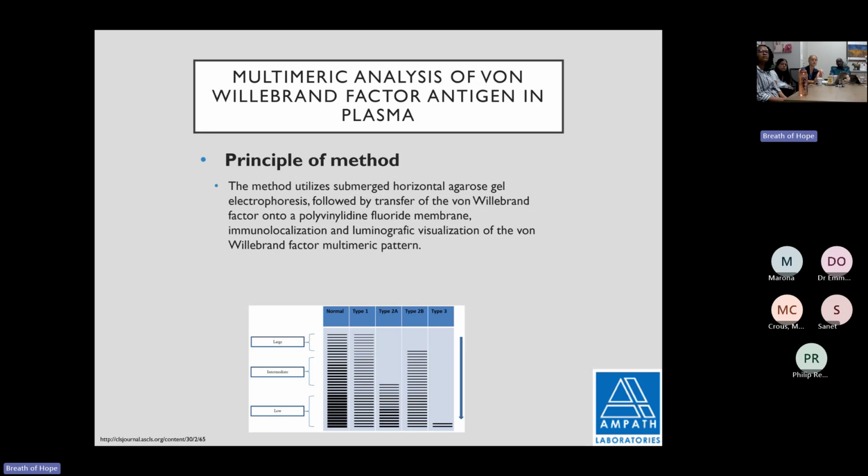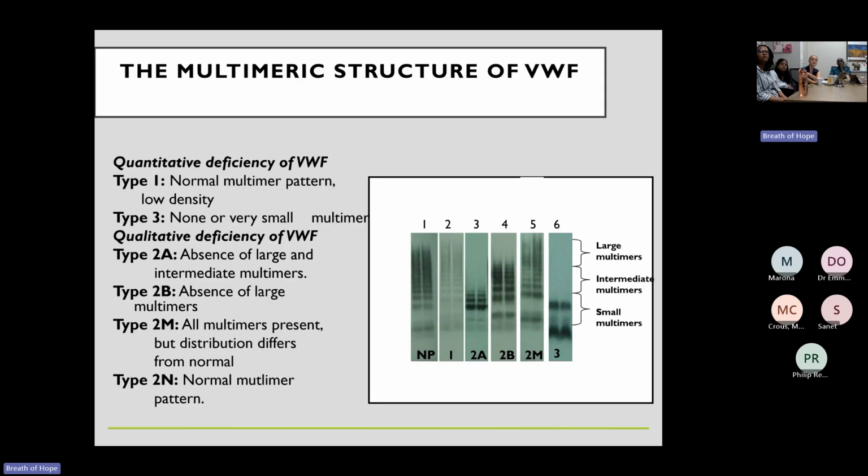And as you can see, the larger molecule will move slower, so it will be on top. Intermediate molecules will be in the middle, and if you've got very low molecular size molecules, they will be at the end. And this is how they actually diagnose this, because a type 1, as I mentioned, has a normal multimer pattern, but remember they've got a decreased amount being produced. So as you can see in column 1, it's just a lighter density, but the function or the structure is normal.